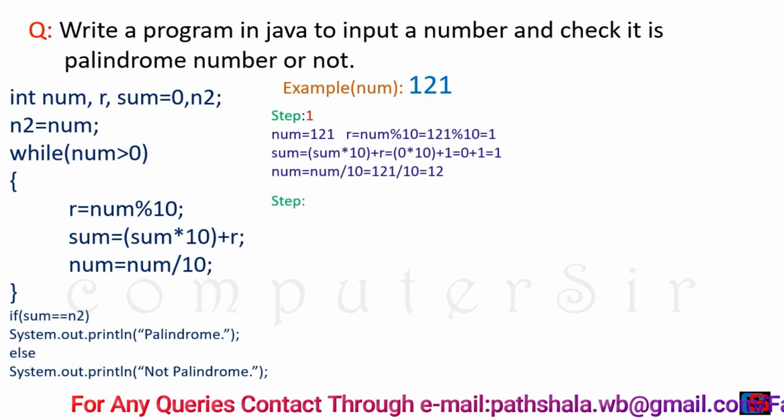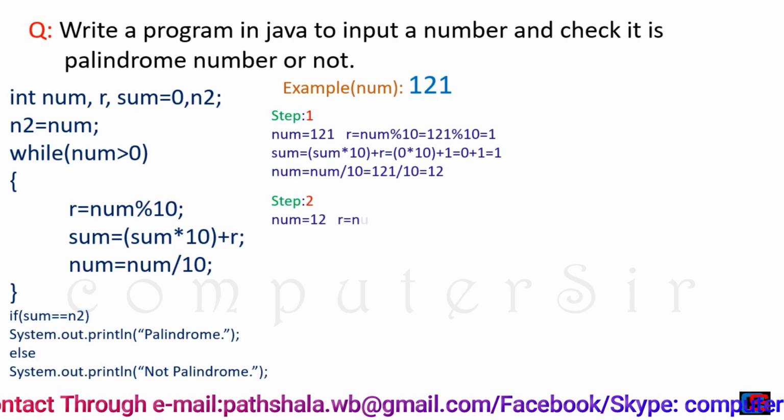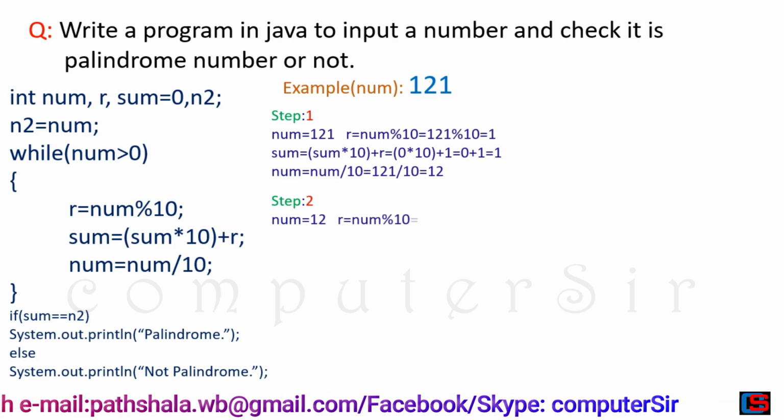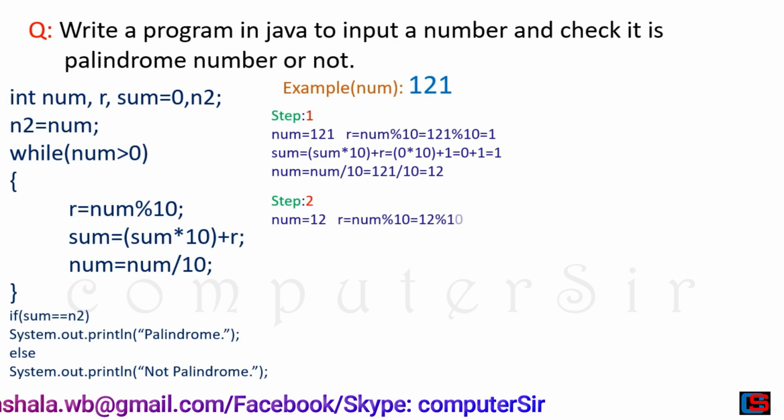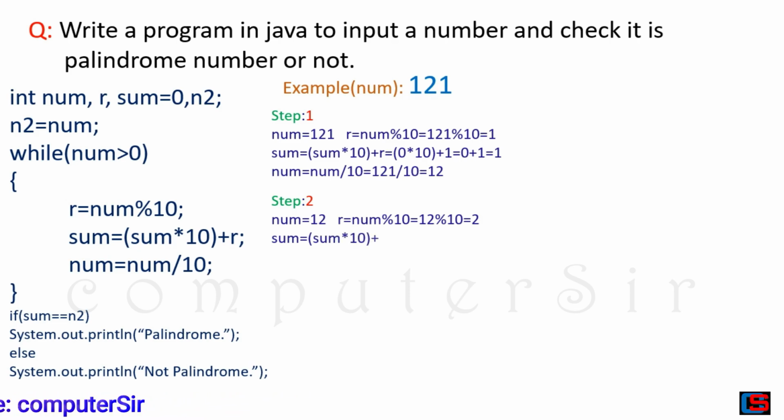Now in step 2, num is 12, so r equals num modulo 10, so 12 modulo 10, and r becomes 2. Sum equals sum into 10 plus r, and you can see in step 1 the value of sum is 1, so 1 into 10 plus r, where r is now 2, so 10 plus 2 becomes 12. And num equals num by 10, so 12 by 10 and it becomes 1.